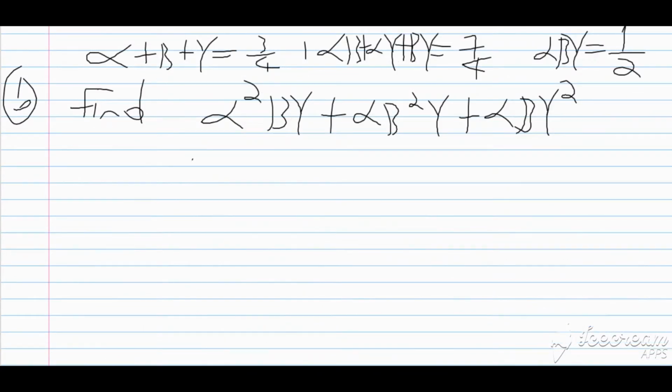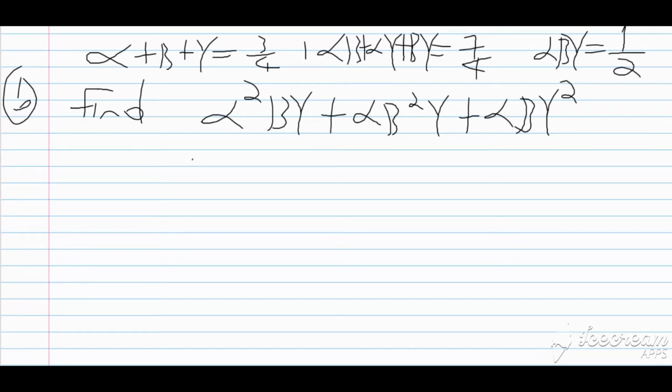Here's the next possible question, question B. So I'm supposed to find all this: alpha squared beta gamma plus alpha beta squared gamma plus alpha beta gamma squared. Once again, it is dependent on your algebraic skills to be able to pick up when something is a fraction, when something is common, when I can apply the laws of indices and so on.